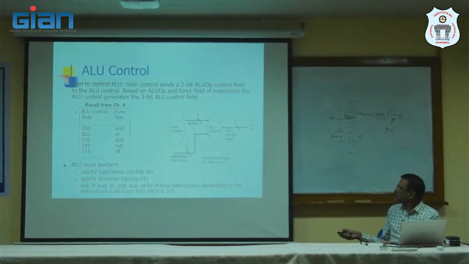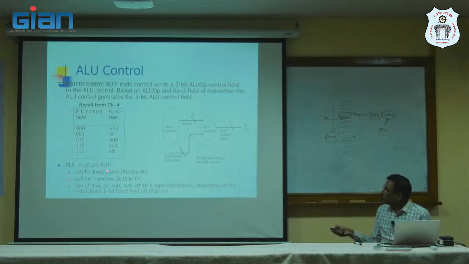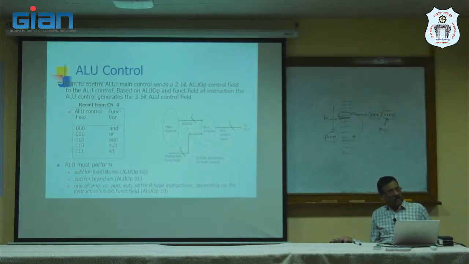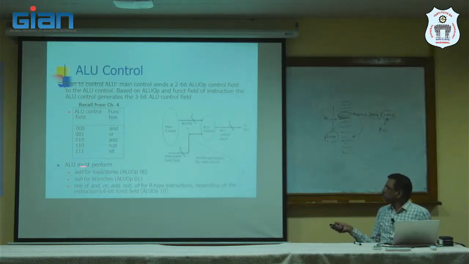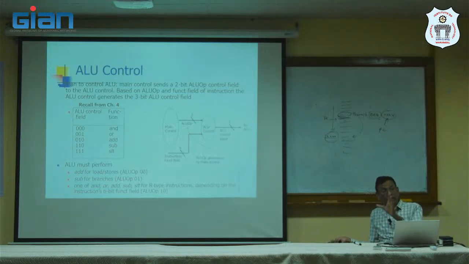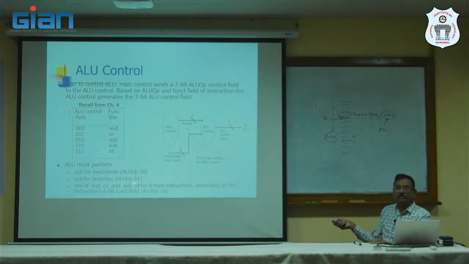Then one more is branch. The branch on equal instruction we have seen. Branch on equal means it has to compare the two registers. What does the compare operation mean? Comparing means subtraction only. Subtracting two registers is the compare operation. So is this a normal subtraction or the subtraction for a branch instruction? If it is subtraction for a branch instruction, it is 01.